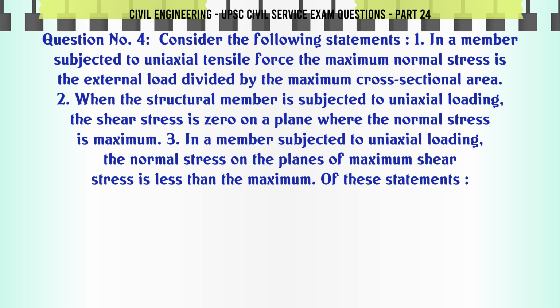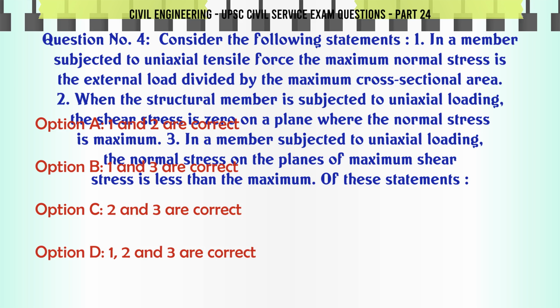Consider the following statements. 1. In a member subjected to uniaxial tensile force, the maximum normal stress is the external load divided by the maximum cross-sectional area. 2. When the structural member is subjected to uniaxial loading, the shear stress is zero on a plane where the normal stress is maximum. 3. In a member subjected to uniaxial loading, the normal stress on the planes of maximum shear stress is less than the maximum. Of these statements, A, 1 and 2 are correct.